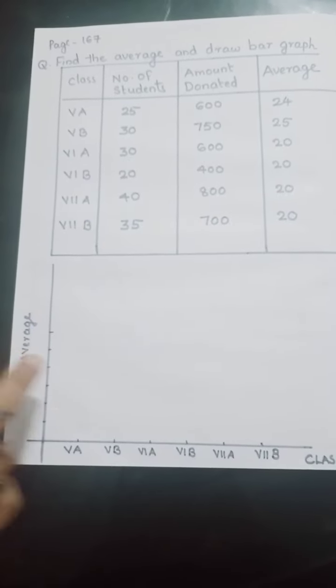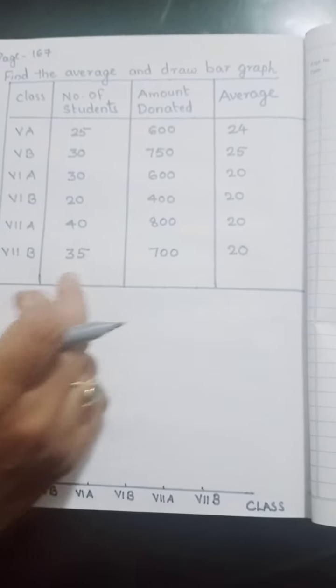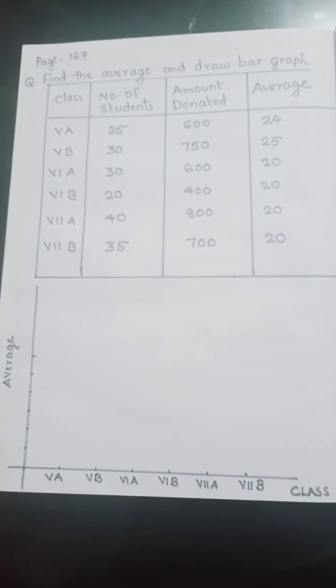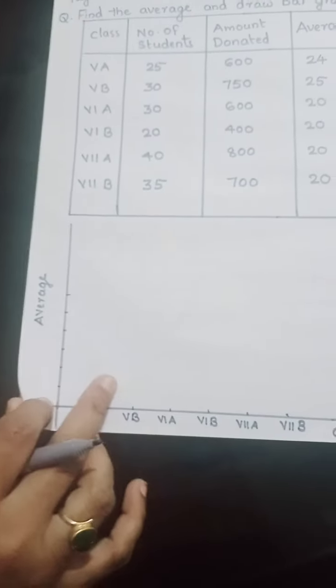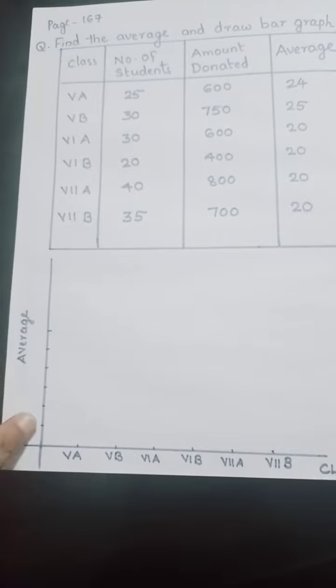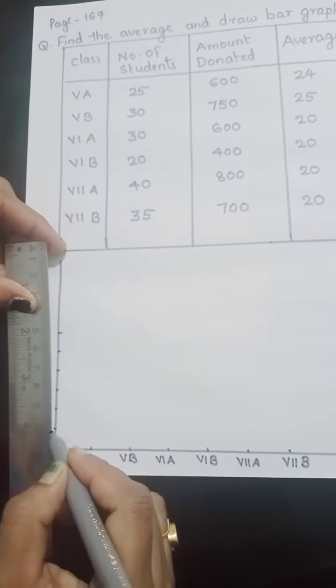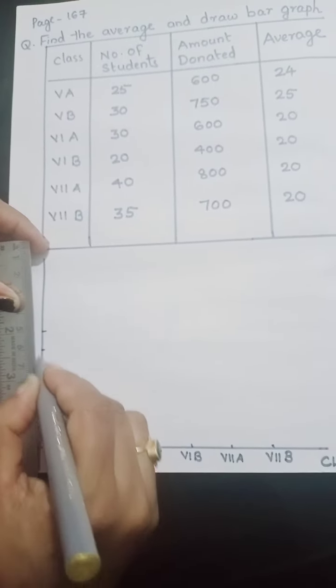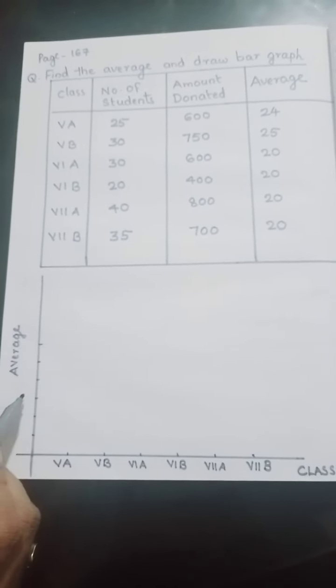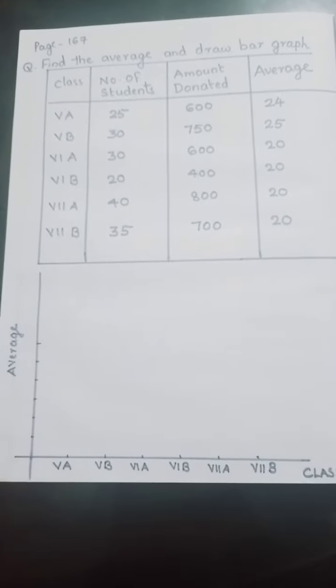Then we have to plot the average on the y-axis. So what are the values of the average? The values of the average are 20, 24, 25, like that. What scale do we have to take? You can take a convenient scale of 5 each. 5, 10, and you put points at 1 centimeter each. Then you can take 5, 10, 15, 20, 25, 30, and plot the points.